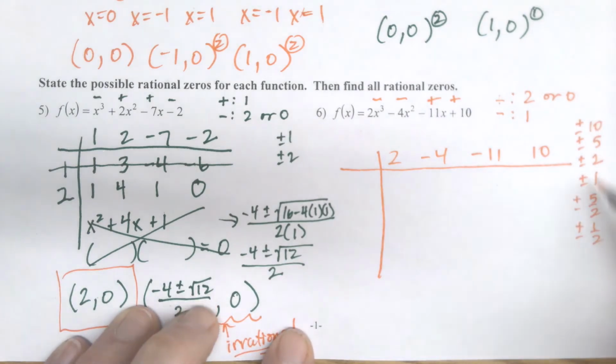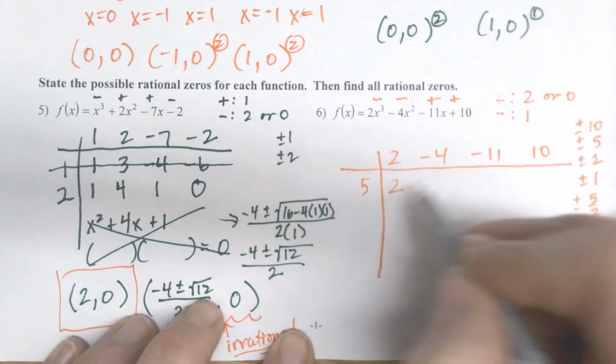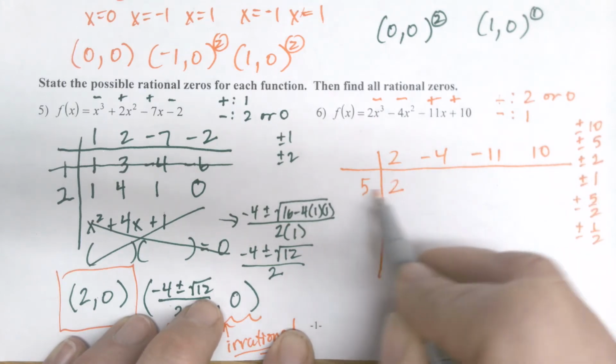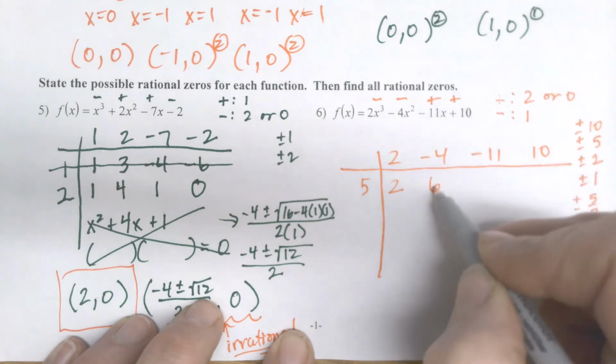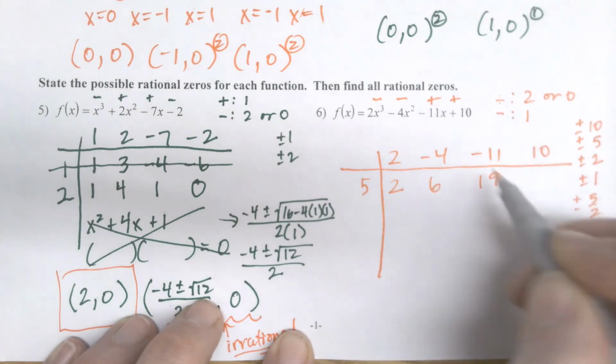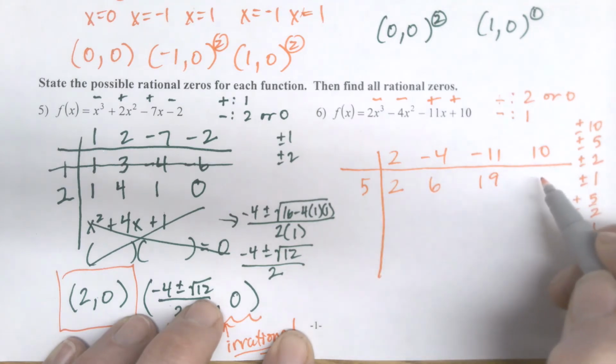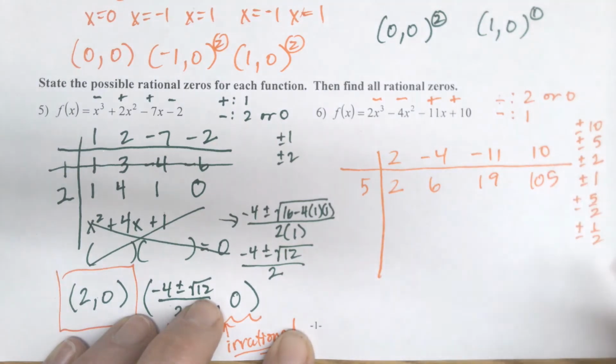Let's just kind of randomly pick a number. I'll pick 5, okay? Try positive 5. So I do 2, bring the 2, 10 plus negative 4 is 6, 30 plus negative 11 is 19. This is getting really big. 5 times 19 is 95 plus 10. Okay, I was way off on 5. Let's go a little smaller.